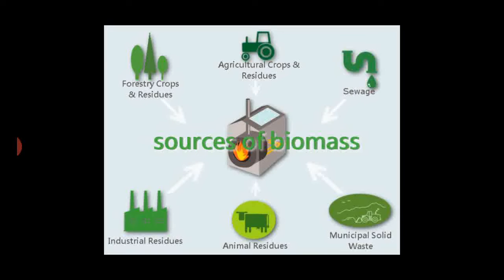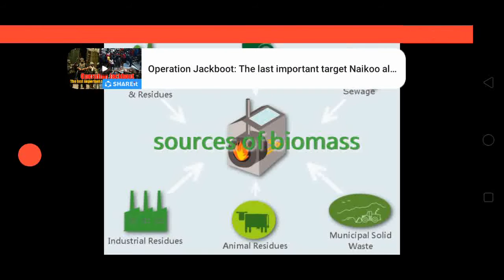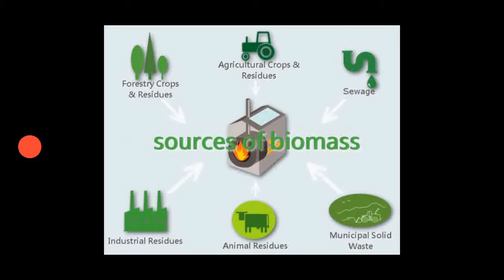Biomass is an organic material that comes from plants and animals. And this biomass is a renewable source of energy. We get this biomass from forestry crops and residues, agricultural crops and residues, sewage, industrial residues, animal residues, and municipal solid waste. These are the sources from which we get biomass.